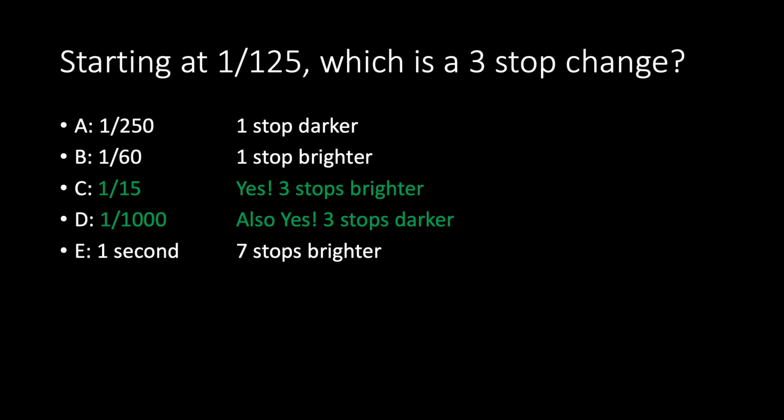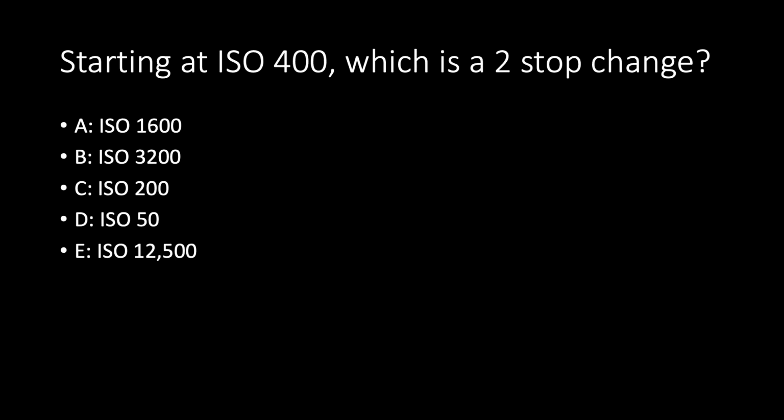So in this particular case, if we start at 1/125th of a second, 1/250th is 1 stop darker, 1/60th is 1 stop brighter, 1 full second is 7 stops brighter. And you can do the math. You can have shutter speeds that go as long as you want to stand there and hold the camera open. Let's look at the ISO side of things. So if we start at ISO 400, which one of these represents a 2-stop change? Again, let's think about this for maybe 30 seconds.